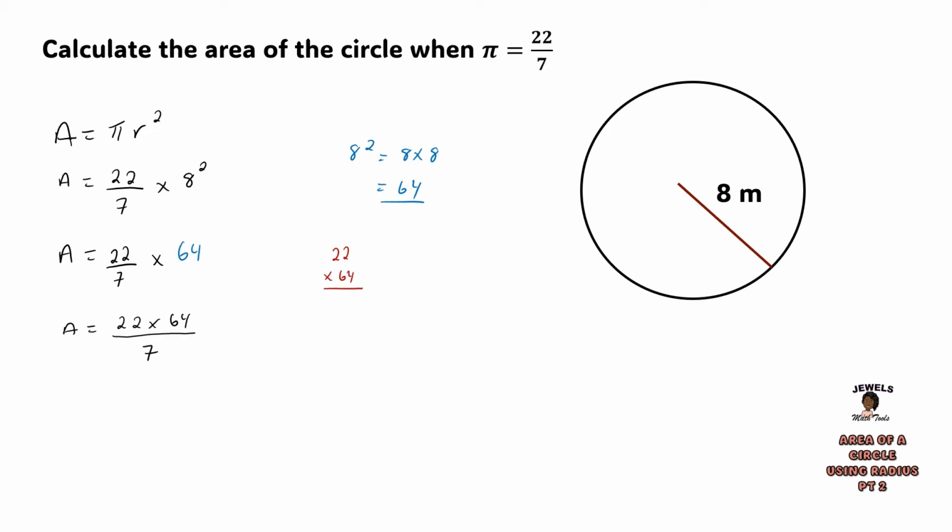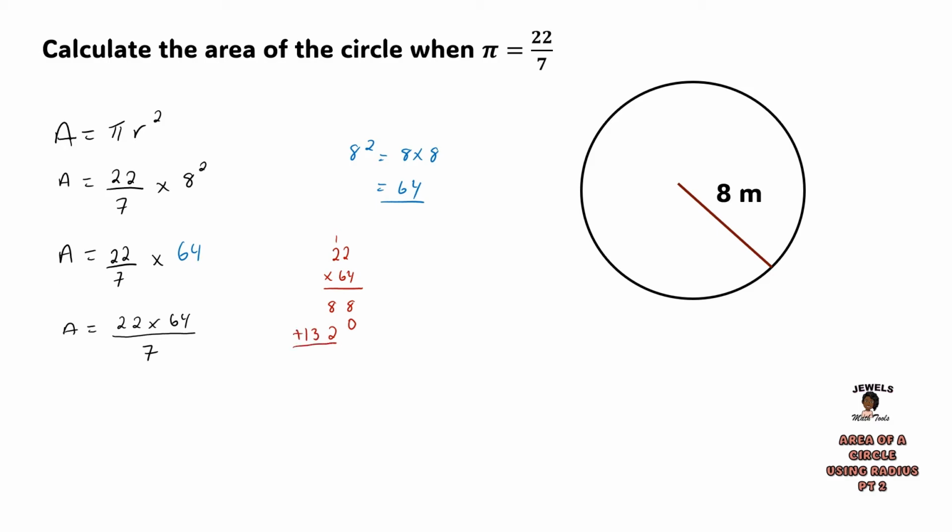And 4 times 2 will give us 8. 4 times 2 is equal to 8. We'll add in our 0 and begin multiplying by our 6. 6 times 2 will give us 12. We'll put our 2, carry the 1. 6 times 2 is 12, plus 1 will equal to 13.